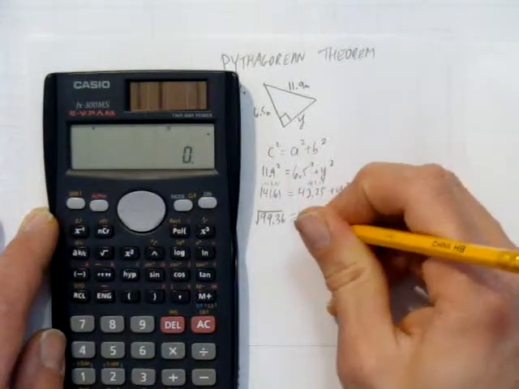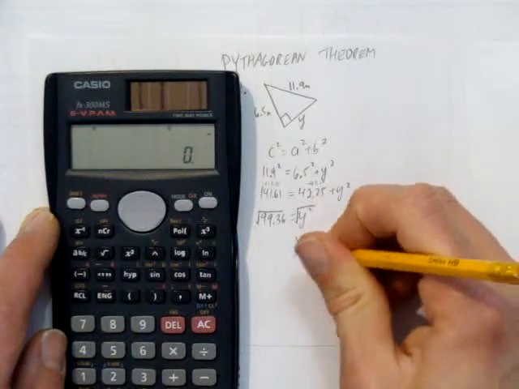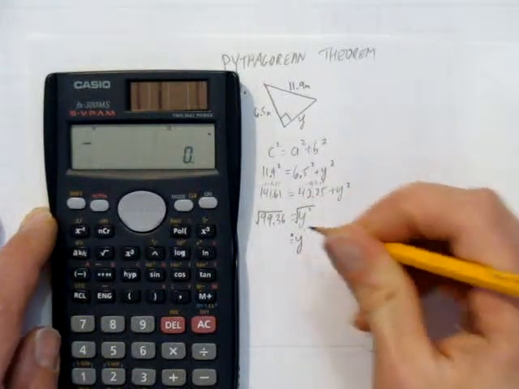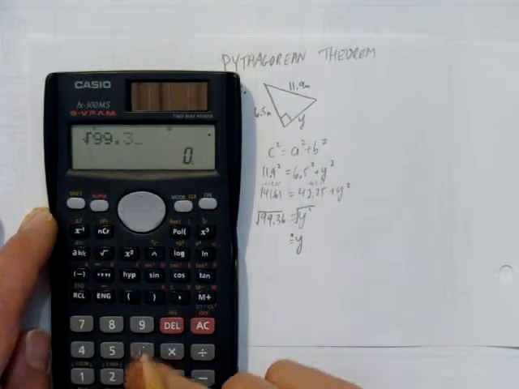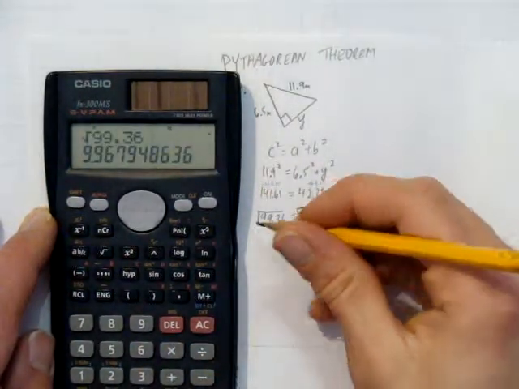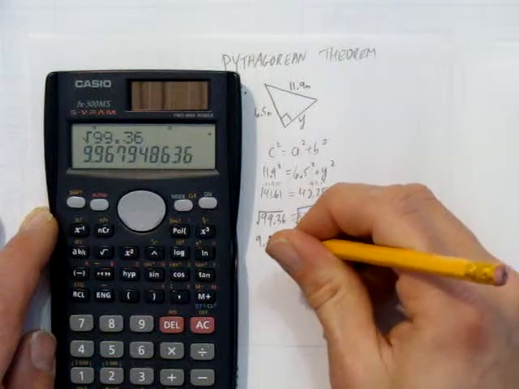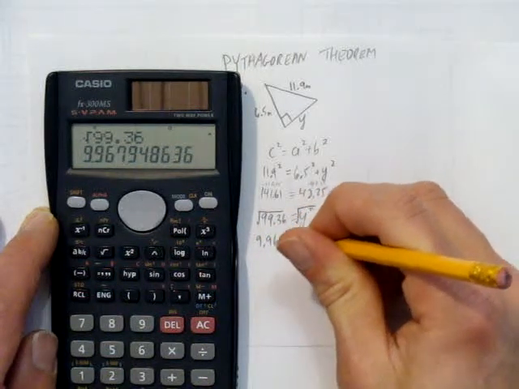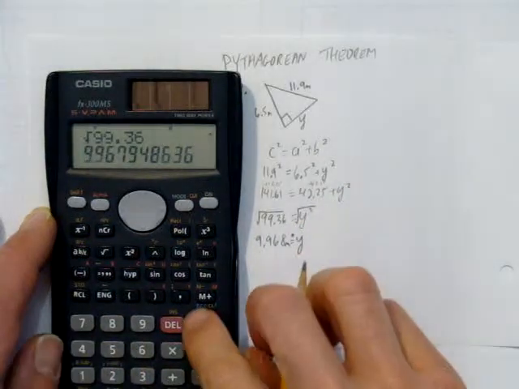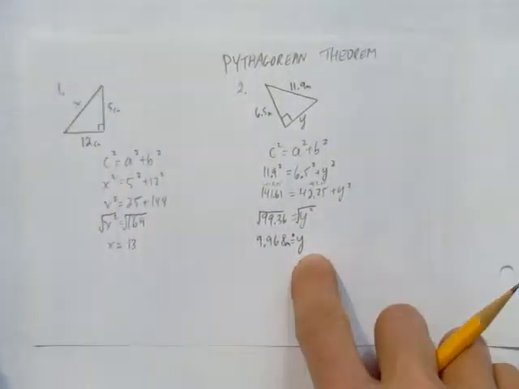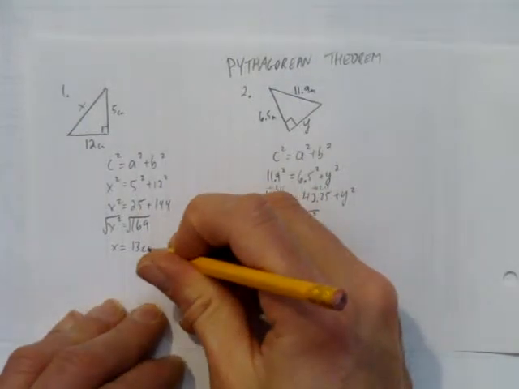How do you get rid of a squared? Just square root. And you get y is, we're going to need to round here, so put a rounding dot, square root of 99.36, and you get approximately 9.968. Don't forget the units are meters. And we're done, although I think I forgot the units on the previous question. I did, put those units back in.